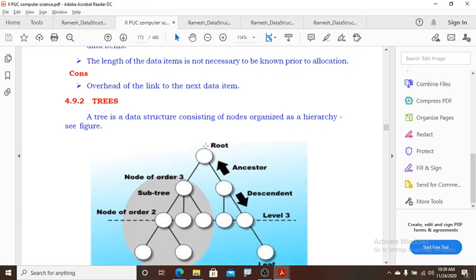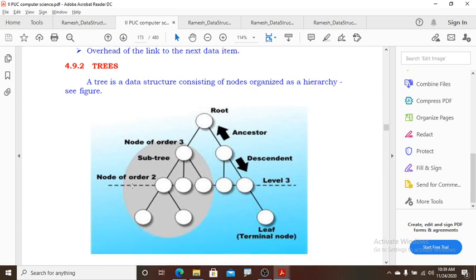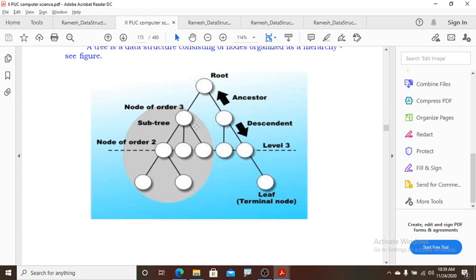The top element is called the root. This is an ancestor of this root, this is a descendant of this root, this is level 2, level 3. The order of this node is 3. We can call it a subtree. Why can we say subtree? This is a root node having sub elements, so we can say subtree. This is an example for a tree. You can write this example for a tree.